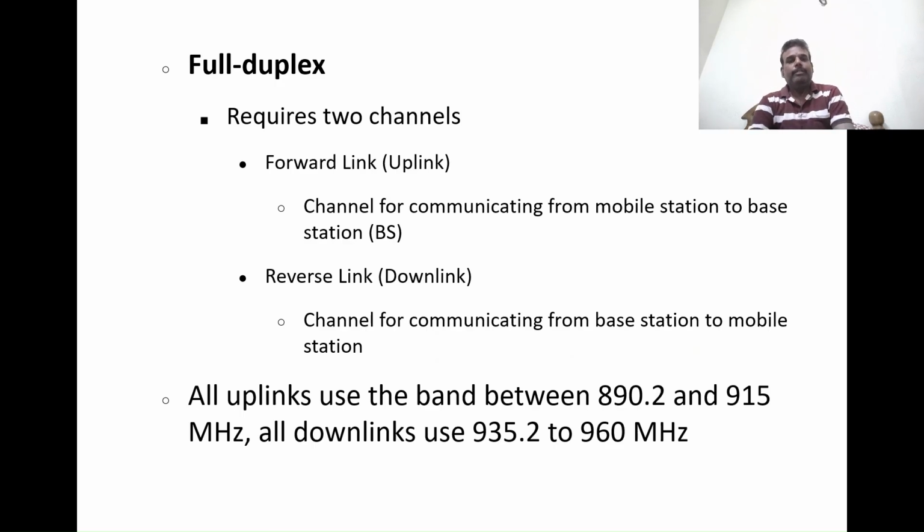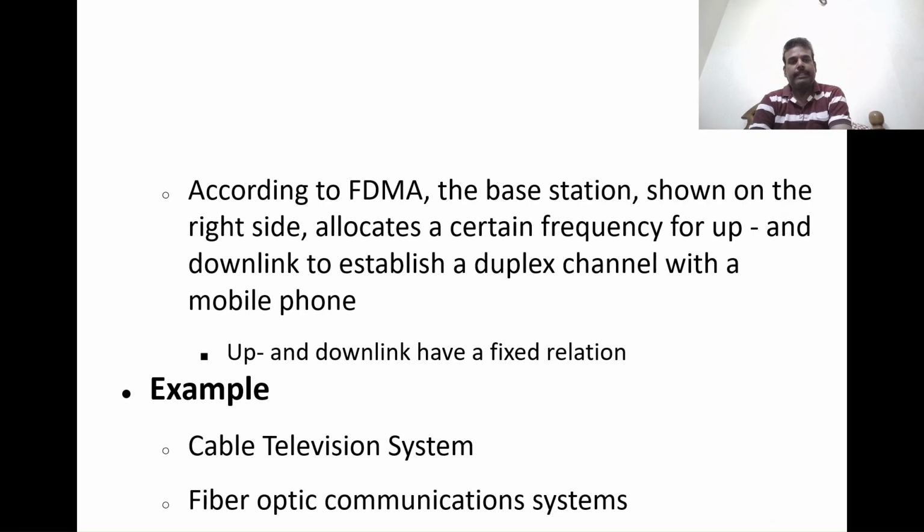So here we are going to have two channels: a forward link and a reverse link. The forward link is the channel for communicating from mobile station to base station. Whatever signals you are receiving from base station to mobile station. Second is the reverse channel, that is downlink, the channel for communicating from base stations to mobile stations. The uplink uses the bandwidth between 890.2 and 915 MHz, and the downlink is 932.2 to 960 MHz.